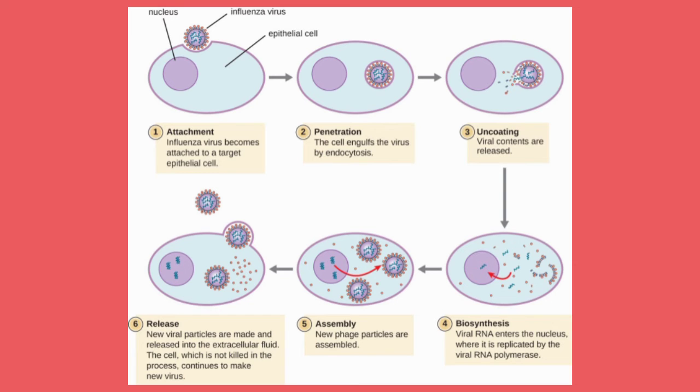In a lytic cycle, first is attachment. Influenza virus becomes attached to a target epithelial cell. Next step, penetration. The cell engulfs the virus by endocytosis. And the third, uncoating. Viral contents are released.